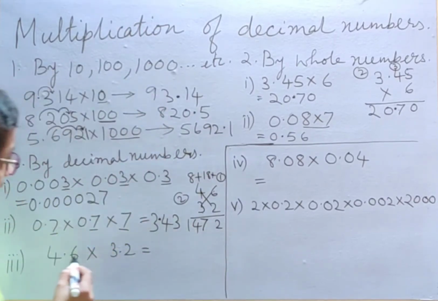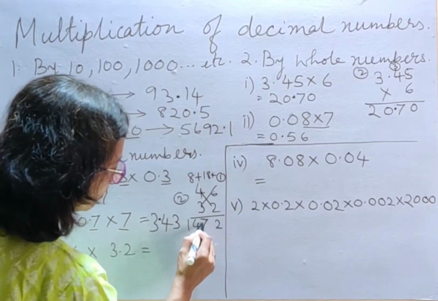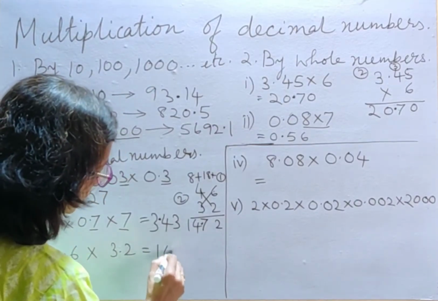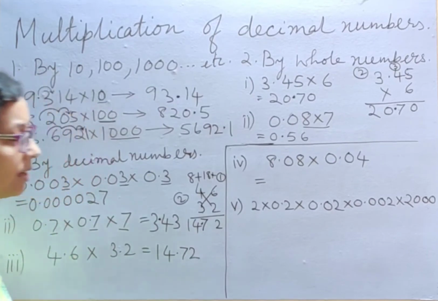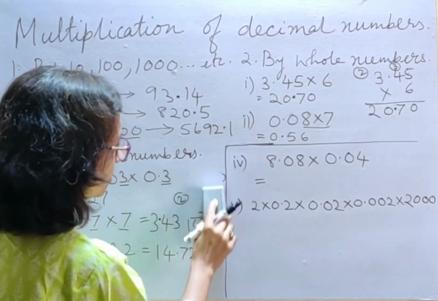Now you see how many decimal places are there? 1, 2 decimal places. So 2 decimal places you make in the product. So 14.72 is your answer. I hope it is very easy for you. Very easily you have understood how to do it.